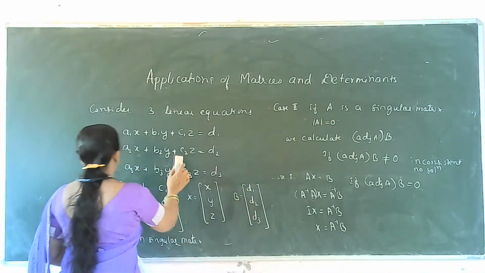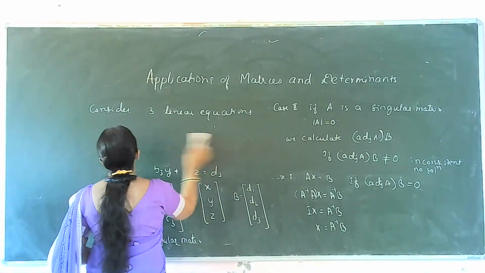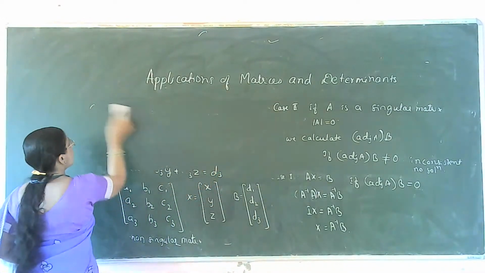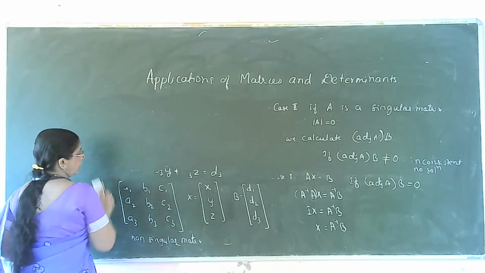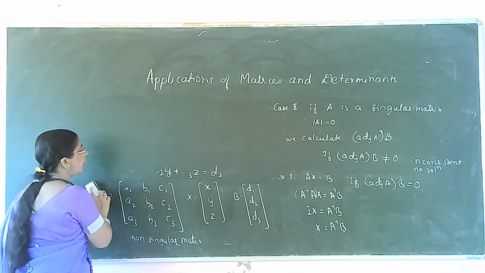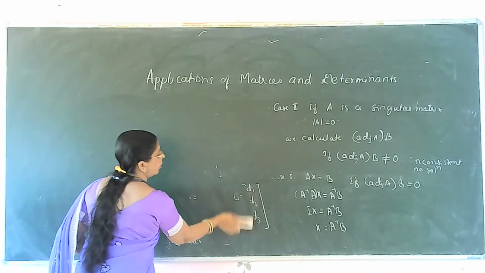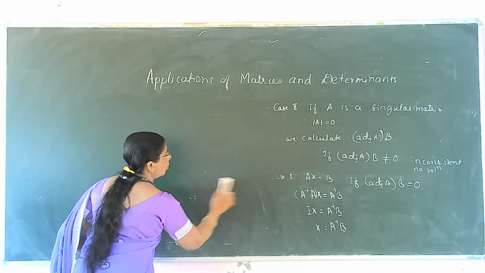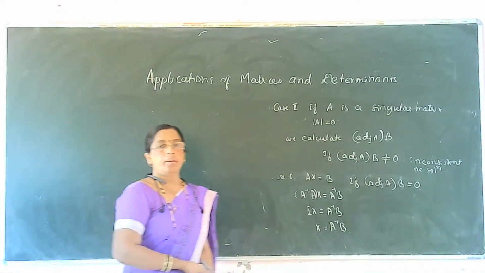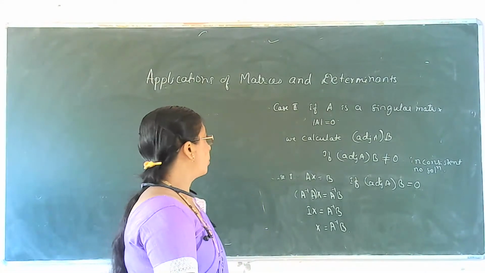Then we go to solve some problems here. These are the steps. First, write the A, X, B matrices using the linear equations. Then find the determinant value. It tells us whether the system is consistent.